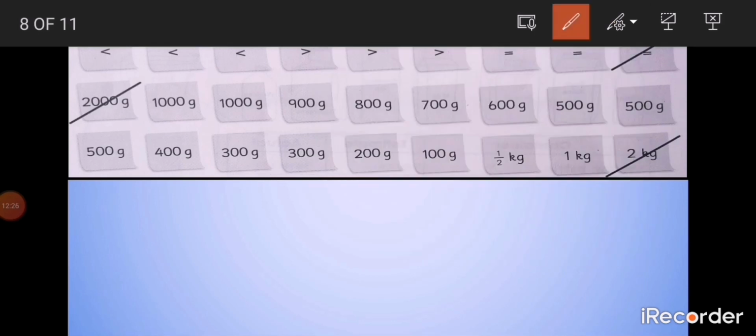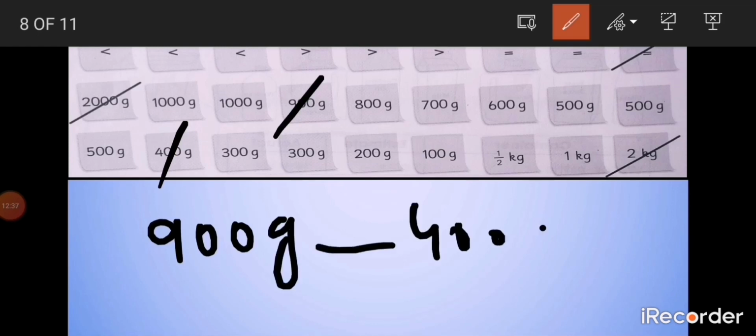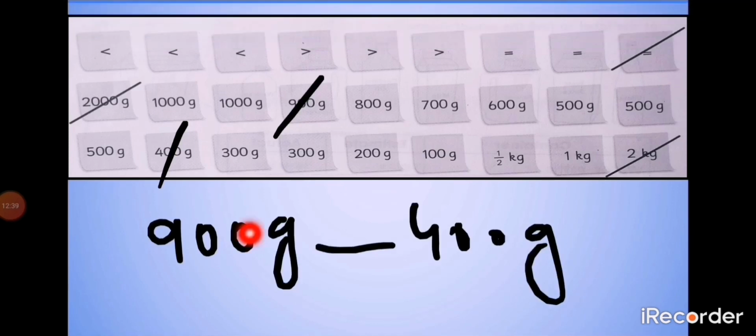Suppose I am choosing 900 gram and suppose I am choosing 400 gram. So 900 gram dash 400 gram. Can you tell me, is 900 more than 400 or less than 400 or are they both equal? No, they are not equal. This is 900, this is 400. So which one is greater? 900 or 400? Yes, 900 is bigger than 400.